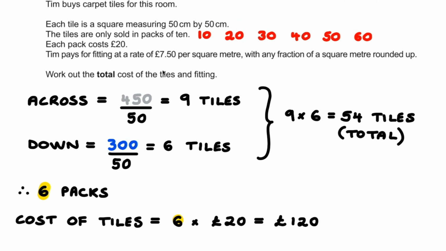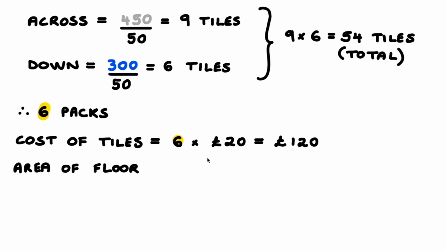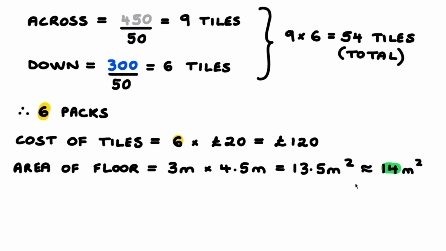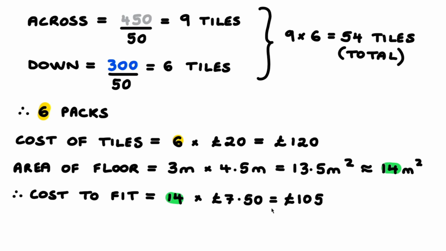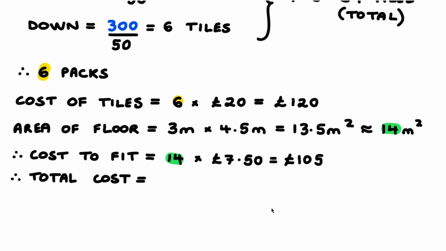Now, we know that Tim pays for fitting at a rate of £7.50 per square meter, so let's work out the area of the floor. Area of the floor is 3 meters times 4.5 meters, which is 13.5 meters squared, which is approximately 14 meters squared. So the cost to fit will equal 14 times 7.50, which is 105. So the total cost is £120, which is the cost of the tiles, plus the cost of fitting, which is £105. That gets us £225.